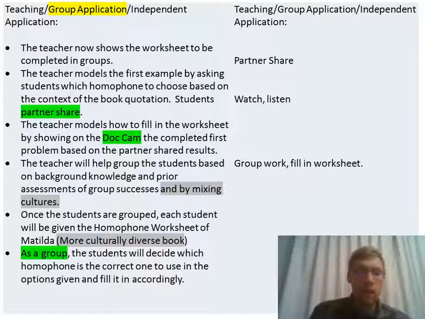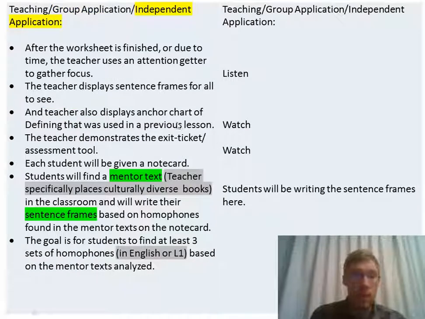Group application we have here. There's a worksheet that goes along with this where the students will be broken into groups, and with this worksheet they will be finding homophones based on what's given. Technology is used with the DocCam, and I think what they'd be doing is a worksheet based on Matilda, the book, which is very Americanized, with magic and witches and stuff. So it'd be nice to choose a more culturally relevant and diverse book for them. That's something I've added there, and I'll go into further detail about mentor texts and why they're very important. As you can see here, mentor texts are here.